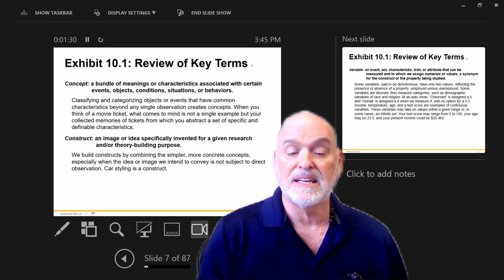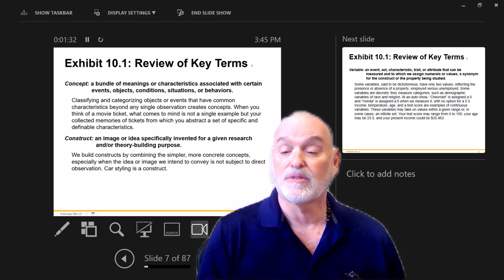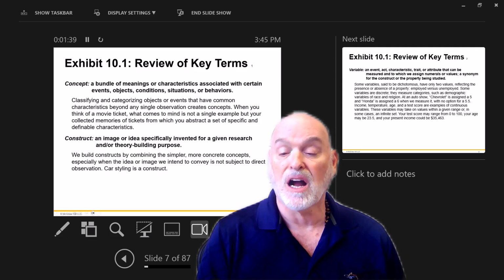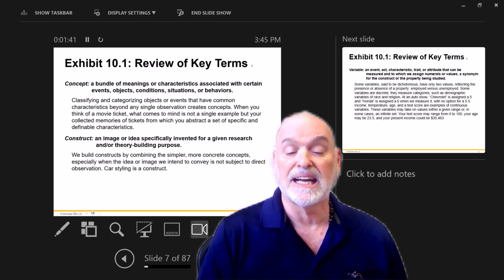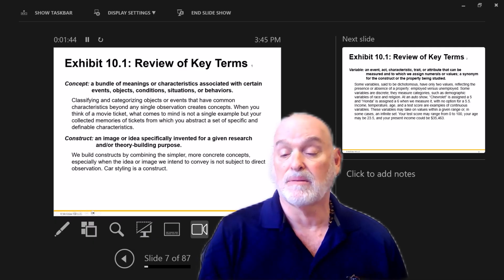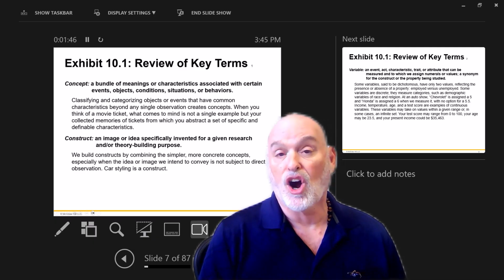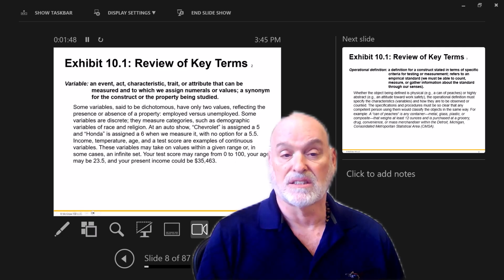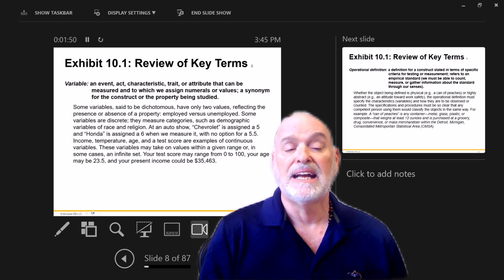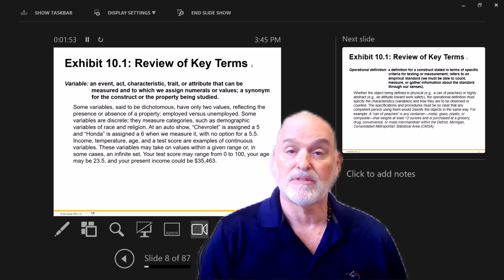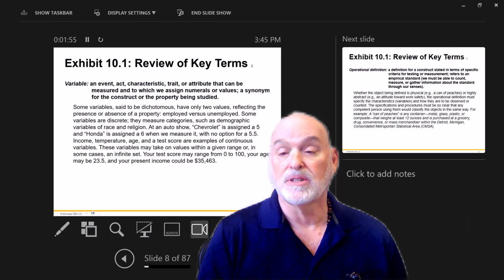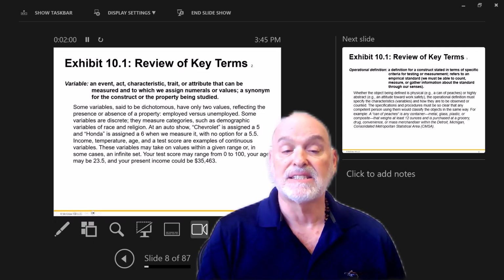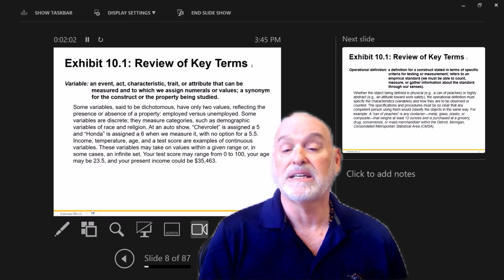Construct is an image or idea specifically invented for a given research and/or theory building purpose. We build constructs by combining the simpler, more concrete concepts, especially when the idea or image we intend to convey is not subject to direct observation. Car styling is a construct. Variable: an event, act, characteristic, trait, or attribute that can be measured and to which we assign numerals or values, a synonym for the construct or the property being studied.